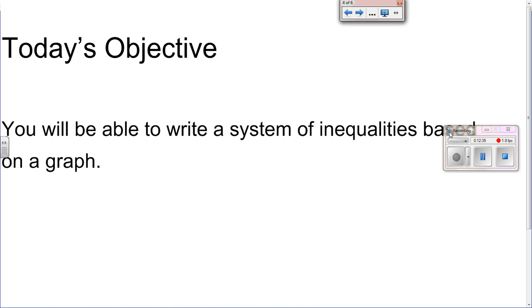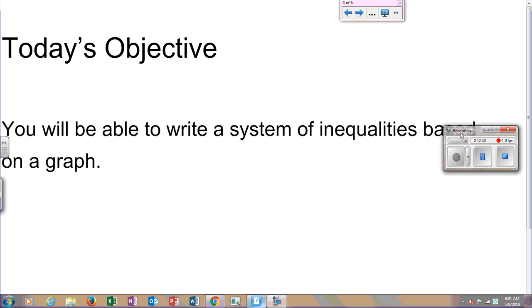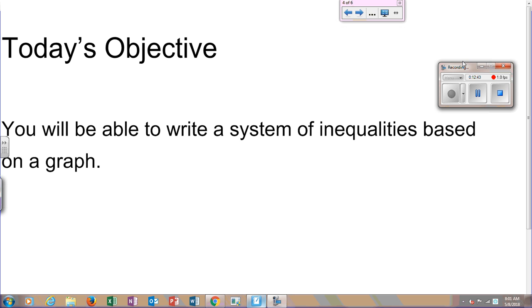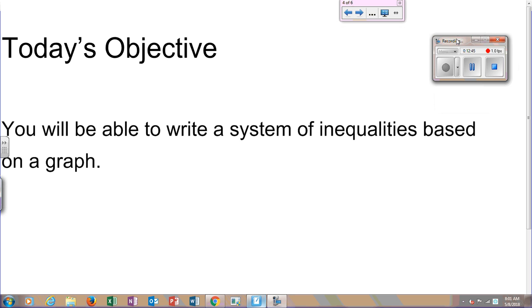Today's objective is just that. You will be able to write a system of inequalities based on a graph.